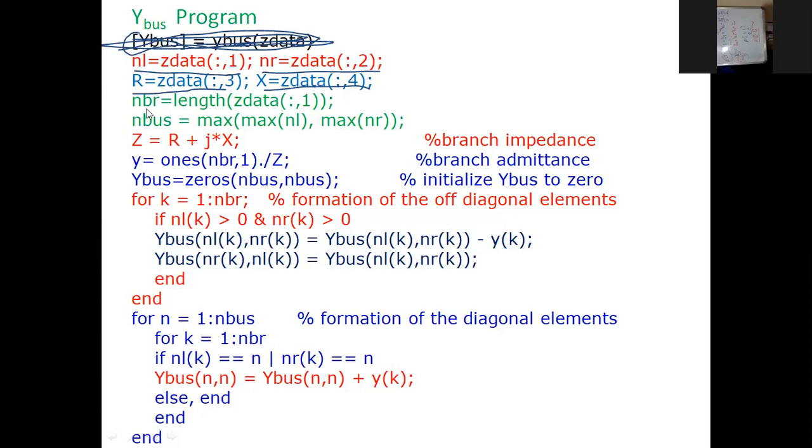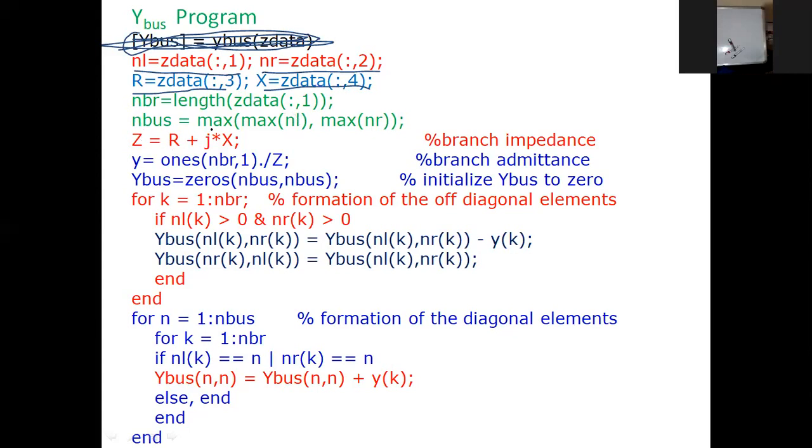Right. Now you see that NBR means number of elements or number of branches, which equals length of Z data column comma 1. Length is a keyword to find the length of the matrix. Length of the matrix means the complete number of rows present in the matrix. I will show you this while executing in the program.